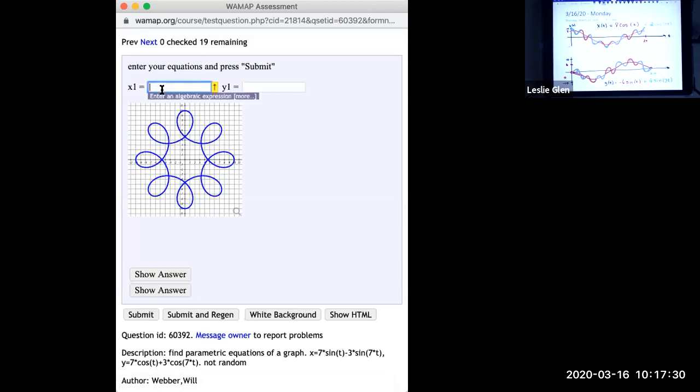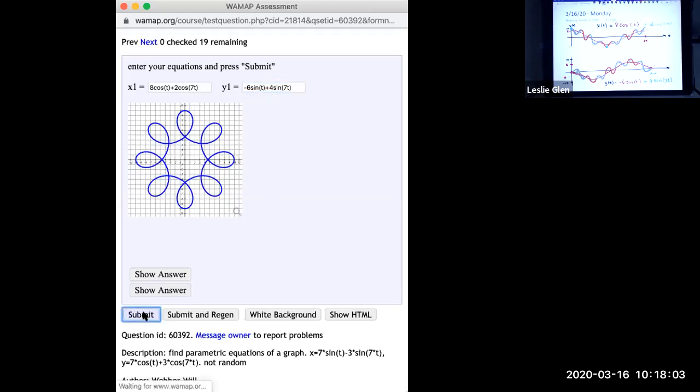x1 equals, that's my x of t, 8 cosine of t plus 2 cosine of 7t. And my y equation is -6 sine of t plus 4 sine of 7t. You have to put the parentheses around the t. Sine and cosine, that's how they work. If you don't put those parentheses in, it won't accept it.